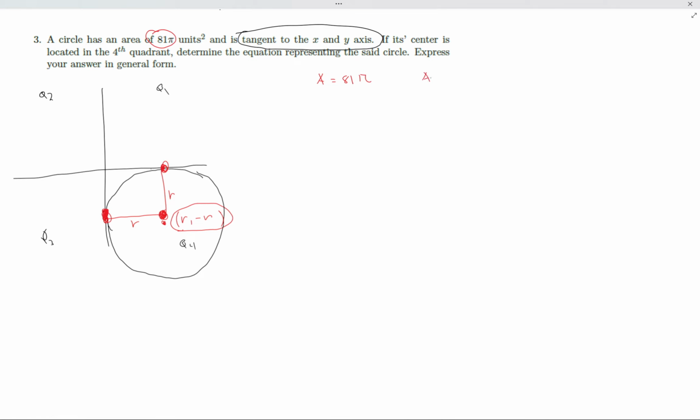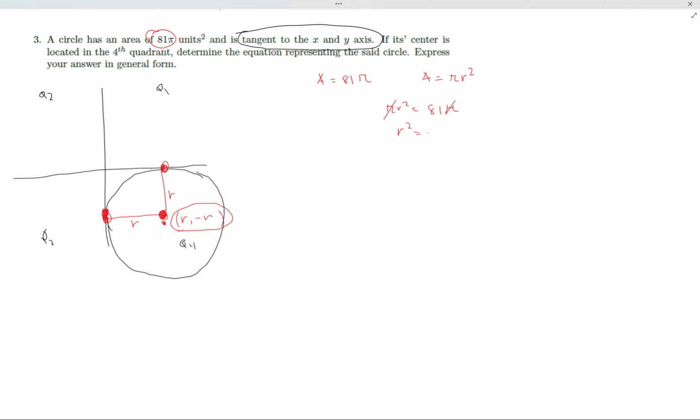But remember, the area of a circle is given by the formula pi r squared. So in that case, pi r squared must be equal to 81 pi. Now we have the same terms on both sides. We have pi and we have pi. Here we can cancel that.